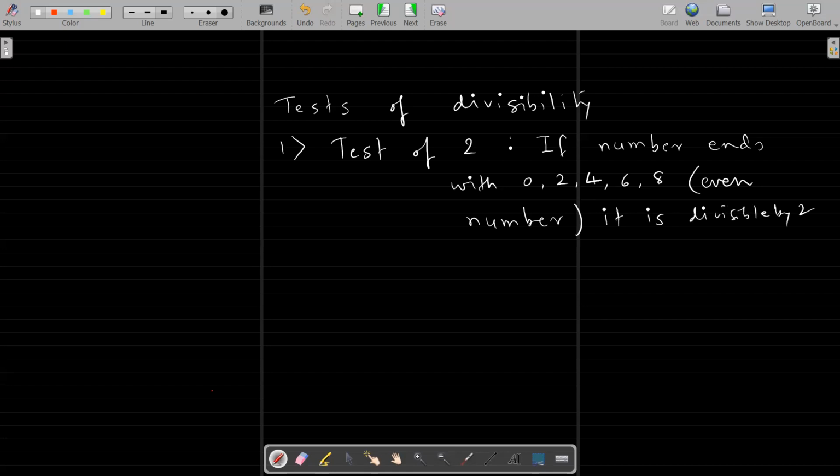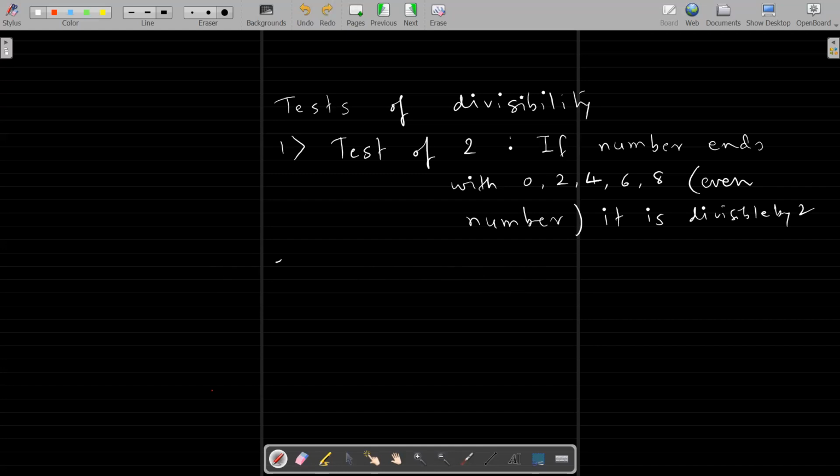So if I give you a very, very large number, for example, 1, 2, 3, 4, 5, 6, 7, 8, and I ask you, is this divisible by 2? You need not divide the whole thing by 2. You can just look at the last digit, that is 8, that is even, and therefore the number is divisible by 2. Is that fine? So that's what it means by test of divisibility.